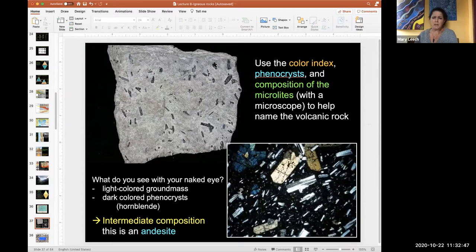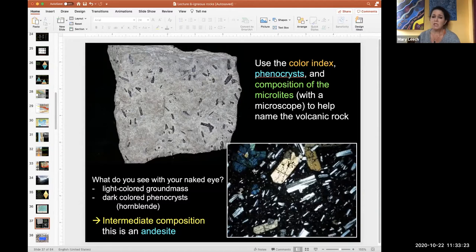This is a hard one to pick. I'm telling you it's an andesite, but it's pretty light colored. So if you were gonna use the color index, it might lead you in the wrong direction. You might say, oh, it's a rhyolite because it's light colored. You'd be mistaken in this case. So the next slide I'll show you a couple more. But the color index and the phenocrysts disagree. The phenocrysts say mafic. The color index says felsic. So it's a confusing message.